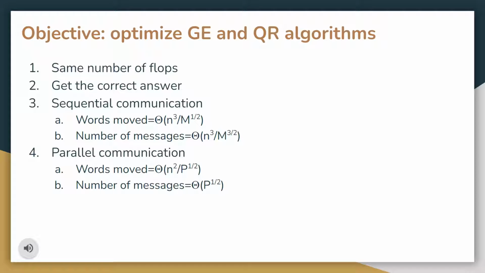In serial communication, the number of words moved should not exceed the number of flops cubed divided by the square root of the cache size, and the number of messages sent should not exceed the number of flops cubed divided by the cache size to the 3/2 power. In parallel communication, we want the number of words sent to be no more than the number of flops squared divided by the square root of the number of processors, and the number of messages sent to be no more than the square root of the number of processors.